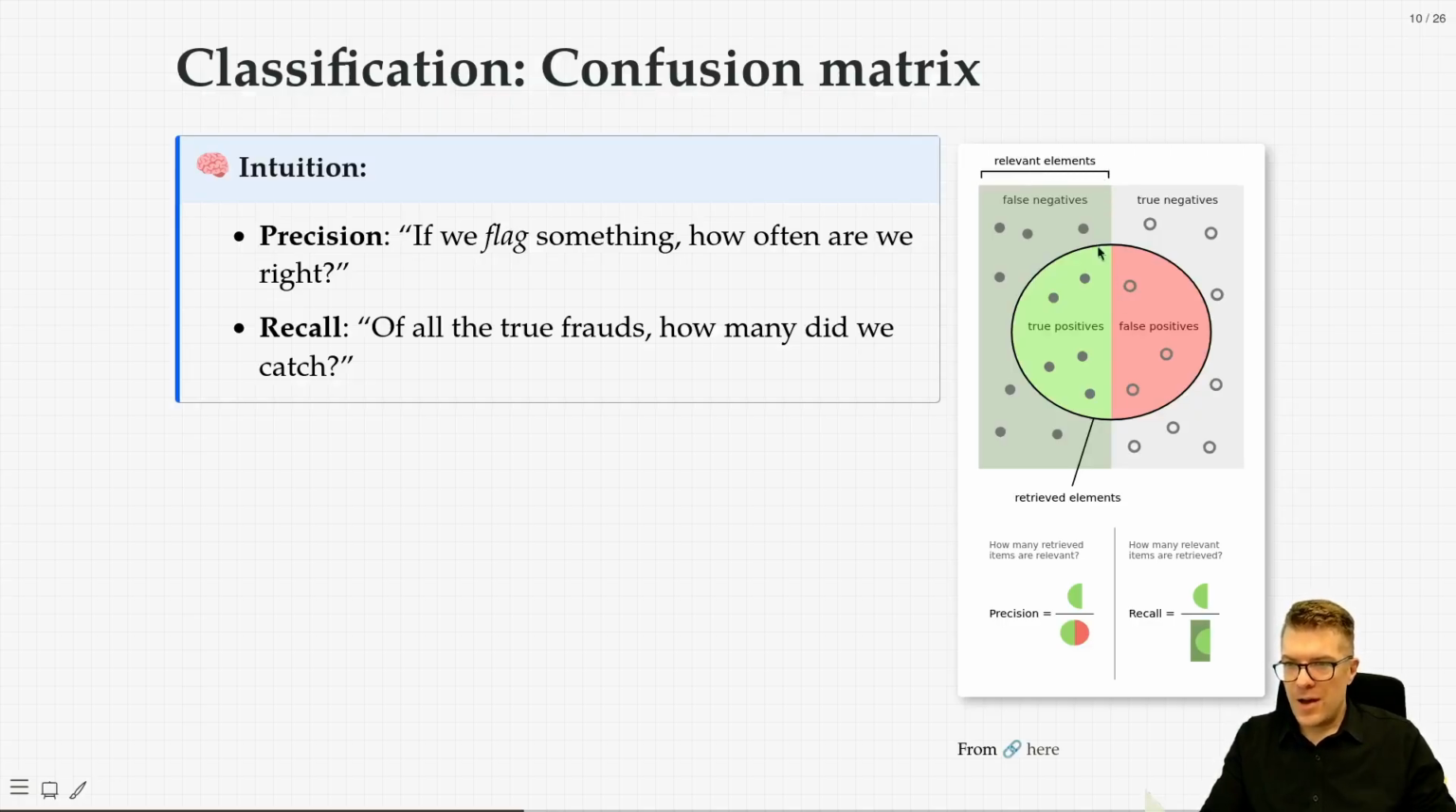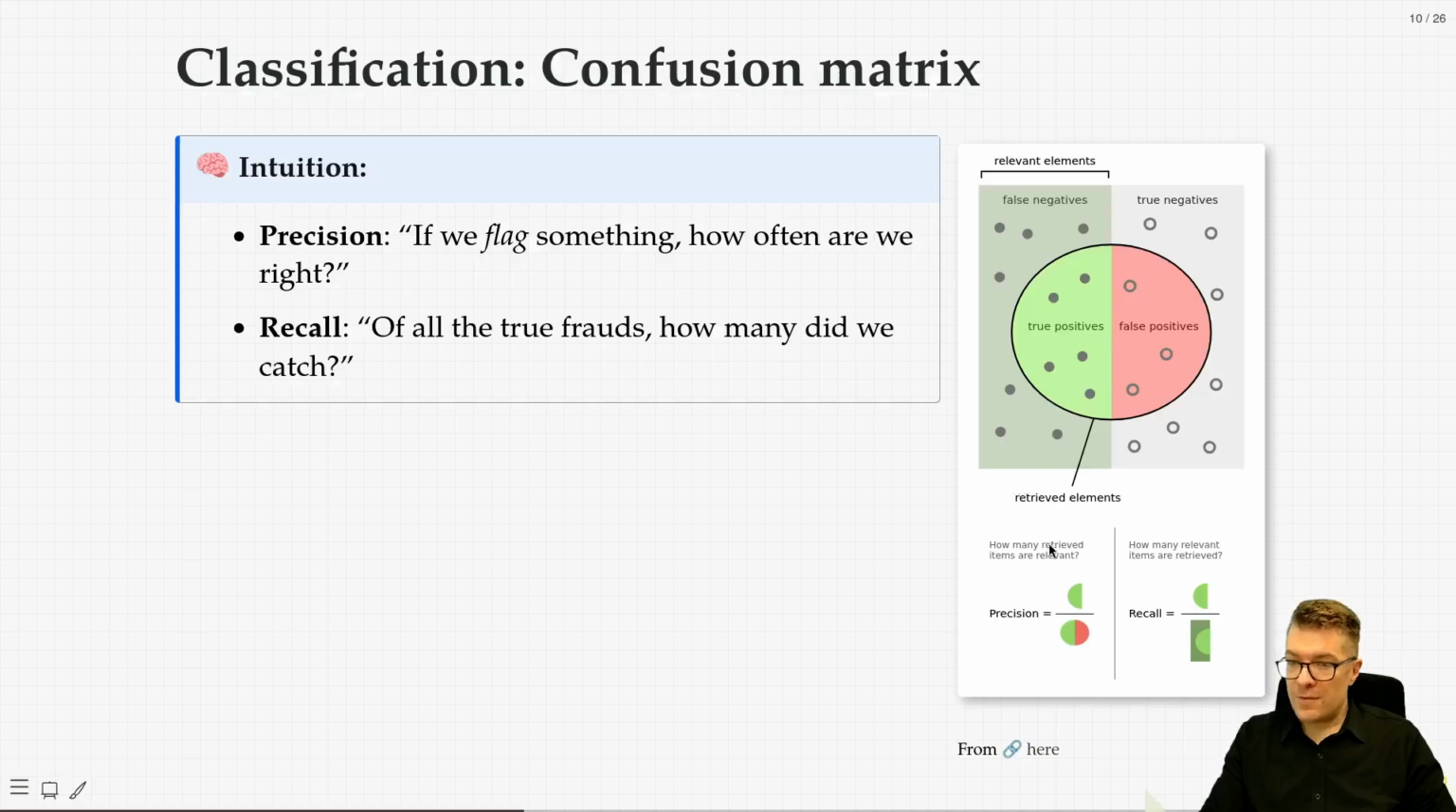Okay, so out of all the elements that were fraud, some of them were captured. These are the true positives. Some of them were not classified as positive. These are the false negatives. These are the ones that were classified as negatives, but this is false. These should have been classified as positive.